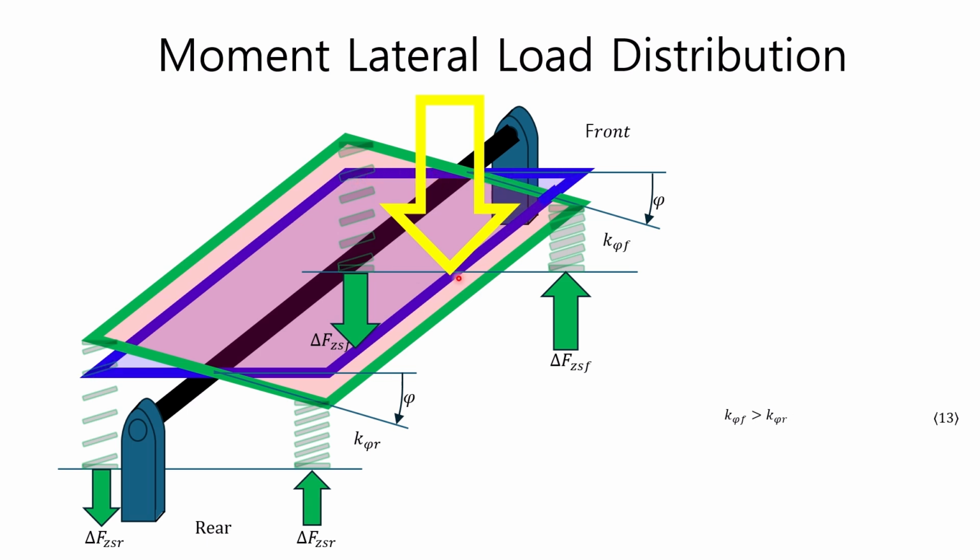shown in blue. When the force of the yellow arrow is applied to the rigid rectangular body as shown in the figure, the rigid body rotates, and at this time, the rotation angle is the same in the front and back. If the rotation angles in the front and back are the same, the amount of ground reaction force variation is naturally larger on the side with the larger spring constant. This is shown in the figure as sizes of green arrows.